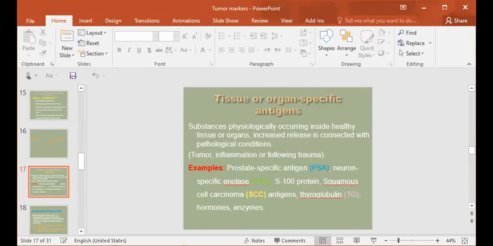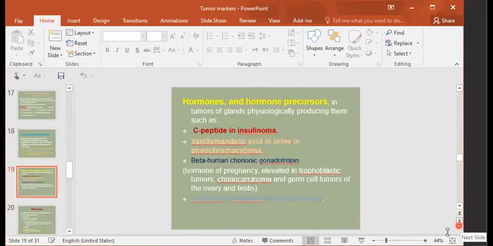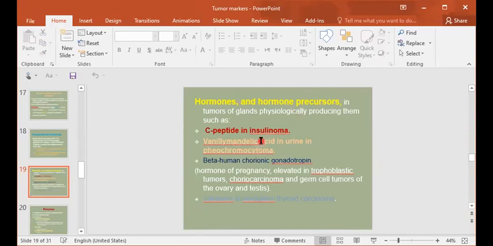Then we have other tumor markers. Hormones. Some tumor markers are in the form of hormones, like tumors originating from glands. C-peptide in insulinoma. If there is a tumor of the beta cells of the pancreas, there will be excessive secretion of insulin, so the C-peptide will be very high. So this is considered a hormonal tumor marker.